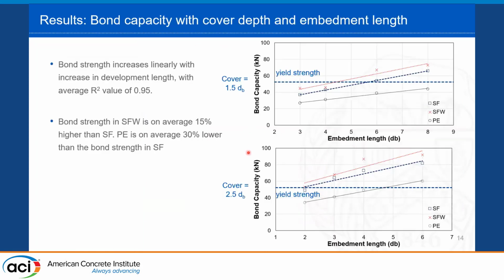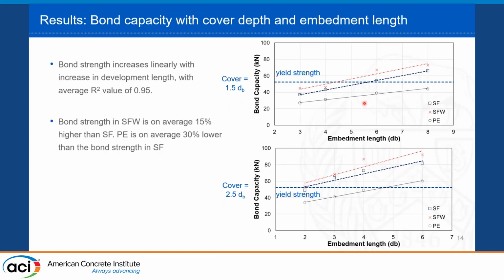Most of the specimens here failed by splitting failure. This figure shows the bond capacity of the different configurations of the three materials. The figure at the top shows the bond capacity with cover thickness 1.5D, and the second figure with cover 2.5D. These dotted lines represent the yield strength of the steel rebar. Our goal when we design or calculate the development length is usually to reach the yield strength of the rebar. You can see here that a large number of configurations have reached the yield strength, especially in the second case with larger cover thickness.